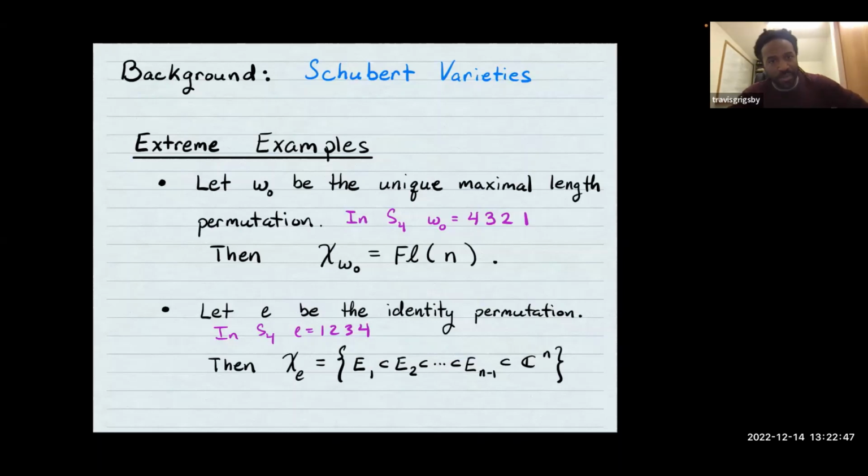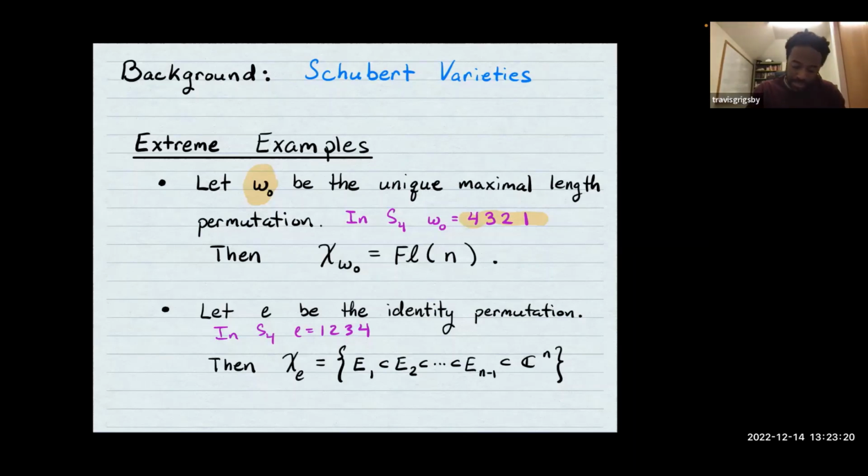So, some extreme examples of Schubert varieties. There turns out to be a unique permutation of maximal length. I'm going to denote that by W naught. You just write all the numbers backwards in one-line notation. So for S4, that's 4, 3, 2, 1. It has the maximal number of inversions, which means it has the largest length as well.